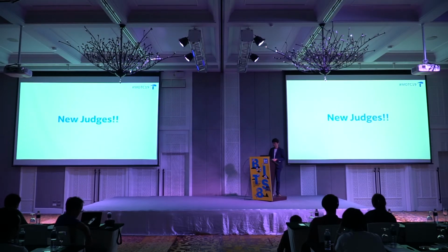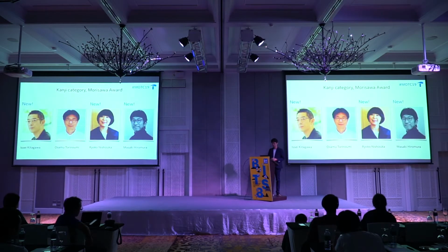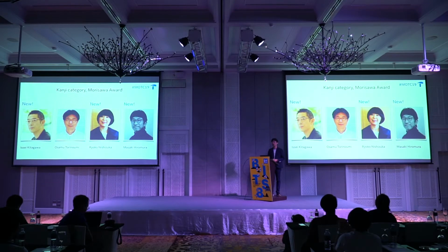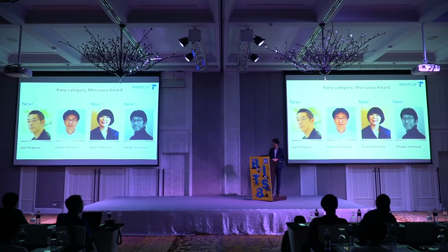And then another new thing, we welcome the new judges for the next competition. For Japanese category, Mr. Torinomi is still there. And in the center, Ryoko Nishizuka, she is a type designer in Adobe, and she led the Source Han Sans project as a leader of the CJK project. And Mr. Issei Kitagawa and Masaaki Hiromura, both are really famous graphic designers. So you can find out their famous works online, so please check it out.